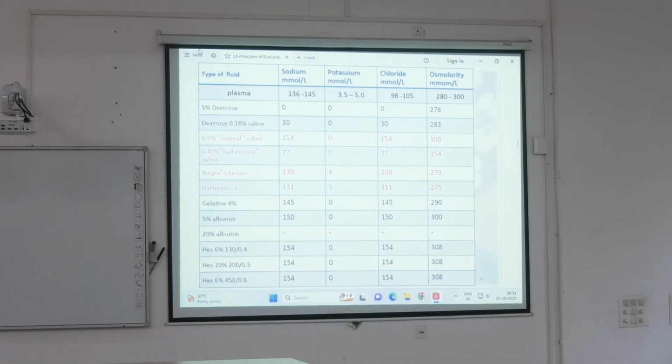A little hypotonic, this. If you give a large amount, it will be hypotonic. If you give a large amount, okay.